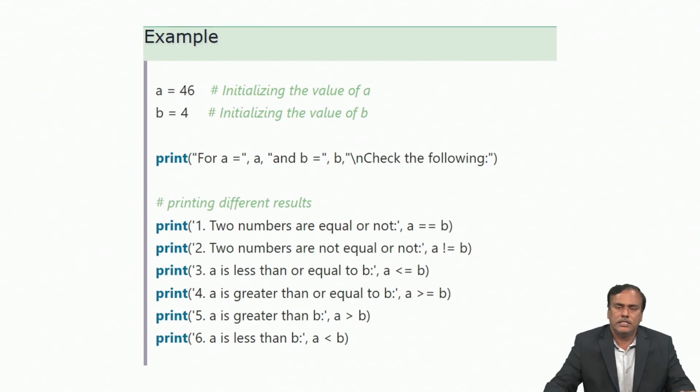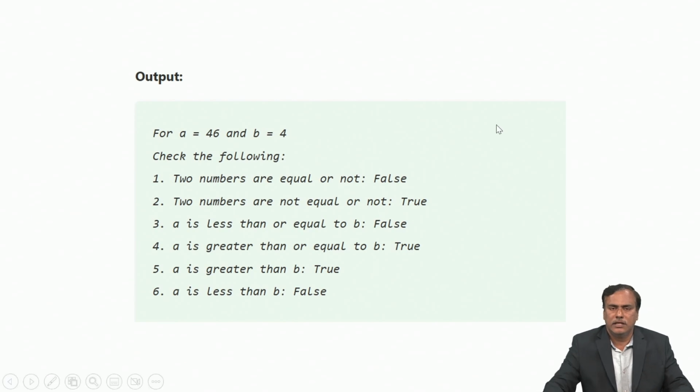So I have shown the use of all the relational operators in one snippet of code. This is what the result is. At first I have compared equality, so you have got false. Not equal, that is true. And then I compared less than or equal, that is false. 46 is greater than 4, that is the reason you have got false, and greater than or equal, that is true, therefore you have got true.